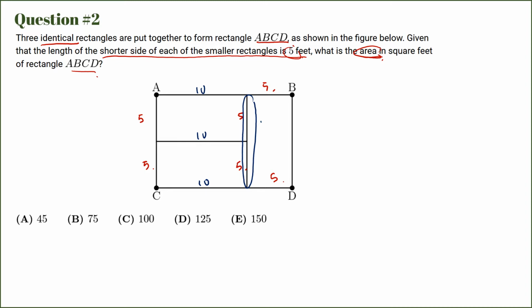So what is the area of this? The area would be this length, which is 15, multiplied by this length, which is 10. So 15 times 10 equals 150. So the area is E.